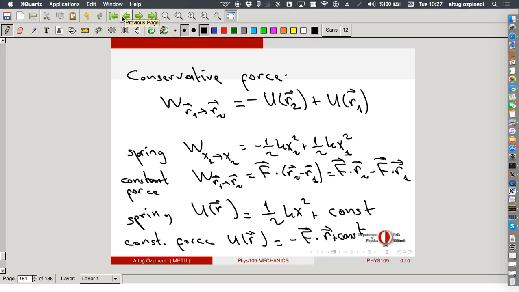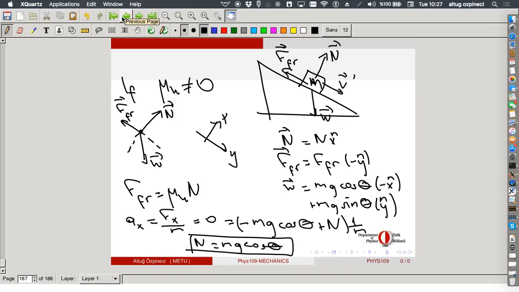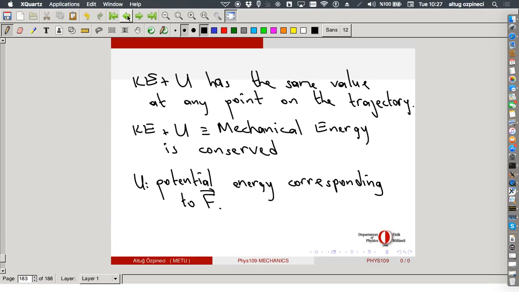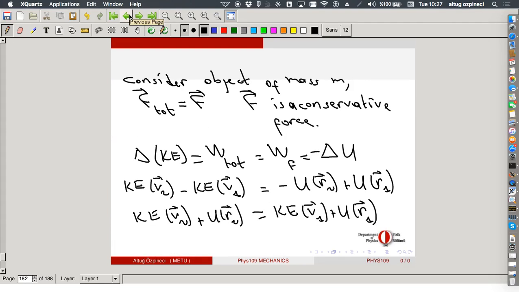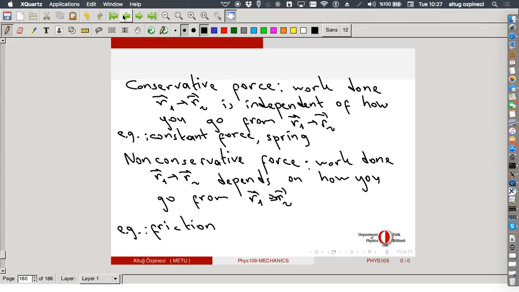On the slide, the object lost mechanical energy because of the friction force. So we call the friction force non-conservative. True. Well, the definition of a non-conservative force is kind of more general. This is basically the definition.